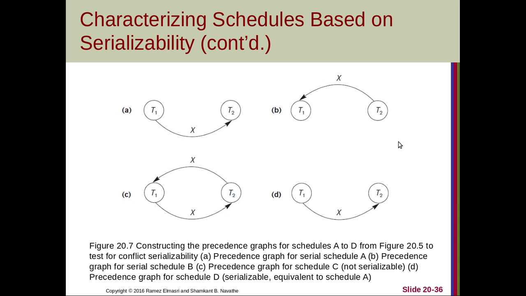So this is constructing the precedence graph for schedules A to D from figure 25 to test for conflict serializability: the precedence graph for serial schedule A, and for schedules B, C and D. Among these, C is not serializable because in the precedence graph you have cycles.